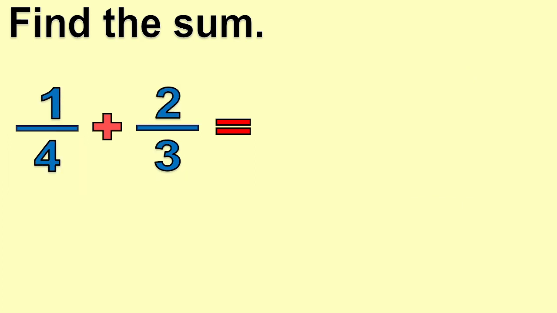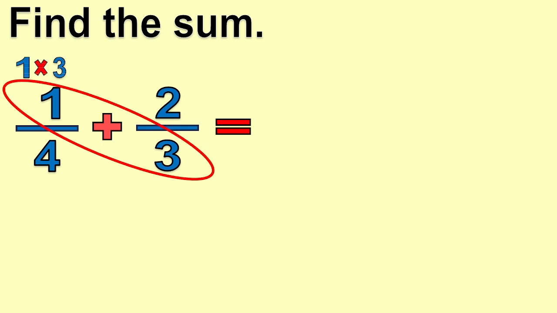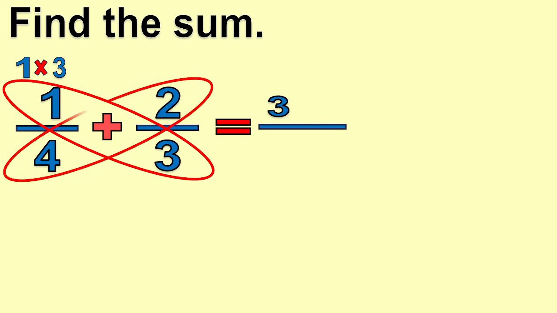Another problem. 1/4 plus 2/3. First, multiply the numerators and denominators diagonally. First, we have here 1 times 3. 1 times 3 equals 3. 4 times 2 equals 8.